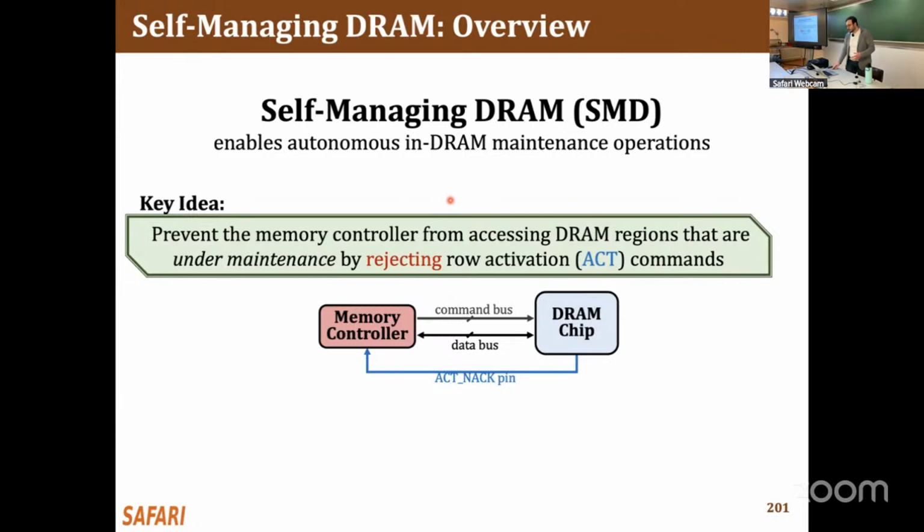And for that, self-managing DRAM introduces a simple addition to the existing interface, which is the ACT-NAC pin. Once the memory controller sends an activation command, which opens rows, if the DRAM chip wants to perform some maintenance operation, some refresh or some error correction, then it can send a NAC signal, a not-acknowledge signal, so that the memory controller knows that the DRAM chip is busy and does not try activating the row again for some time. So this is the addition to the DRAM protocol by this paper, and it allows the DRAM chip to have the necessary time to perform all those maintenance operations.